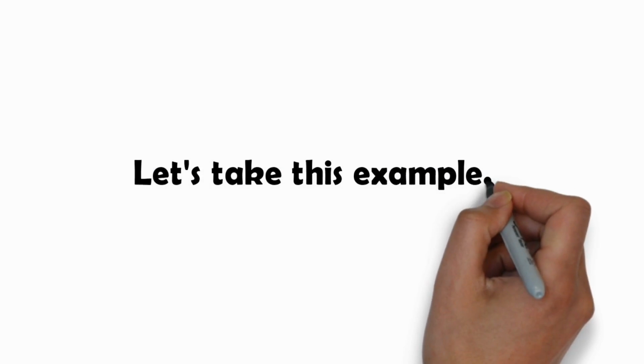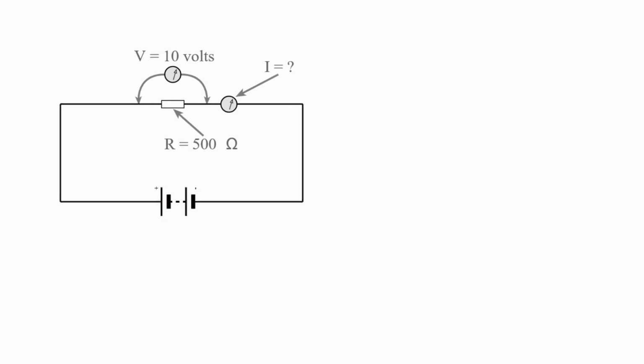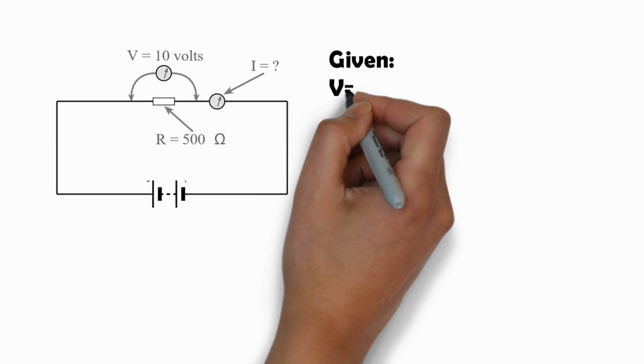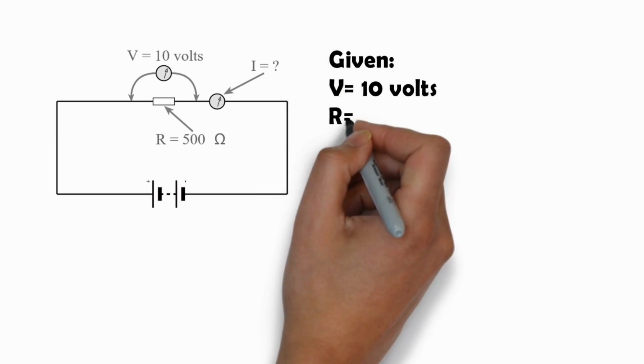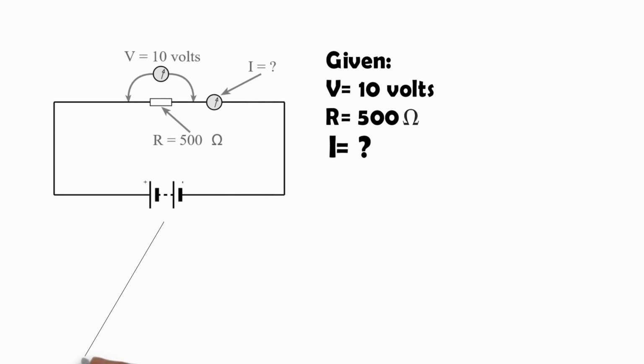Okay, so let's take this example. We are given this diagram. The first thing we need to do is write the given. The voltage is 10 volts and the resistance is 500 ohms. So we are going to look for the current.